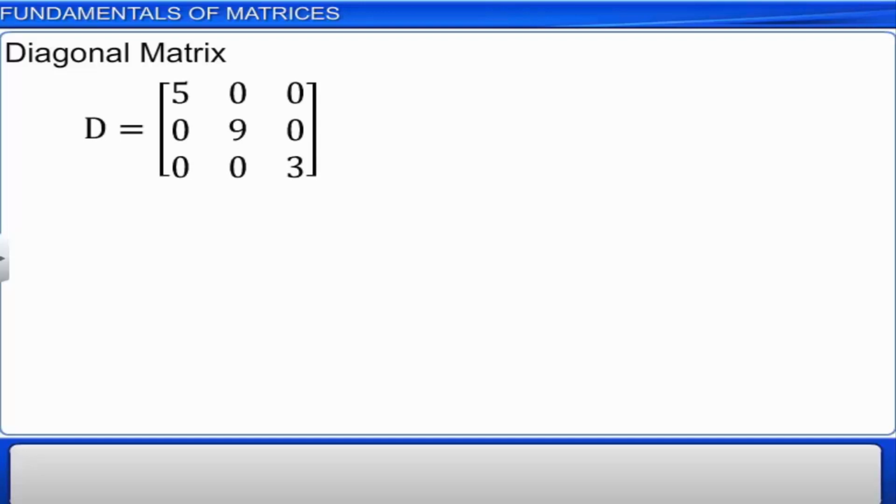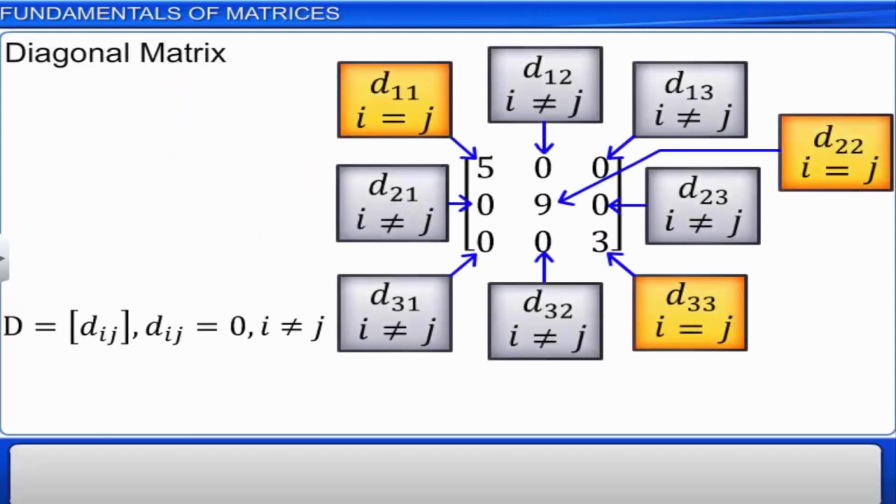Consider a matrix where all the elements except the highlighted elements are zeros. These elements are called the diagonal elements of the matrix. These kinds of matrices are called diagonal matrices. The general representation of a diagonal matrix is as shown here. Let's see how this general form is applied to the example shown.